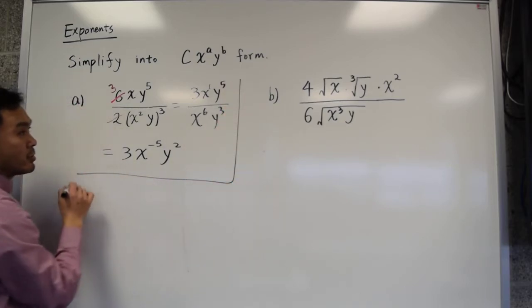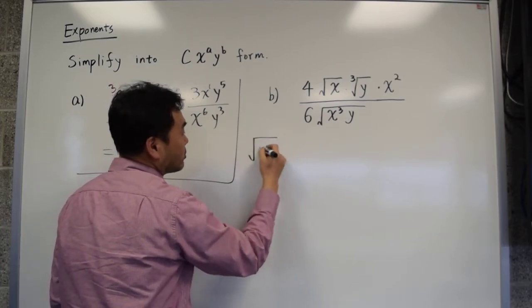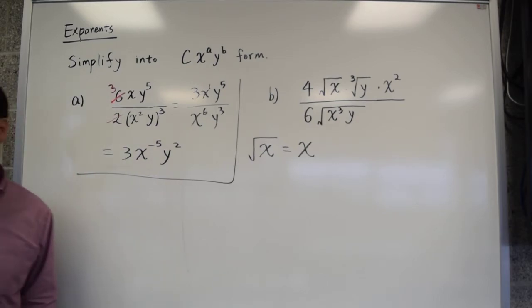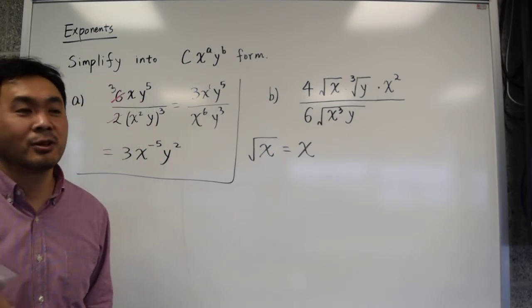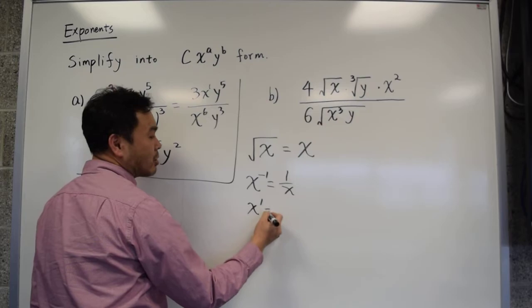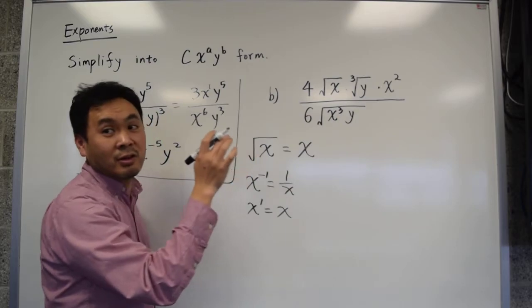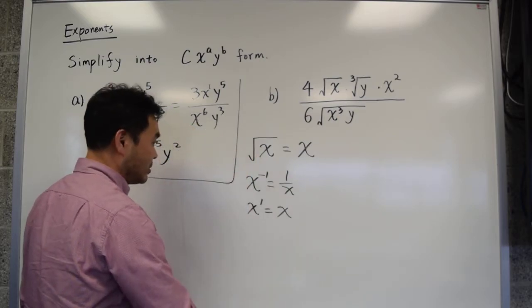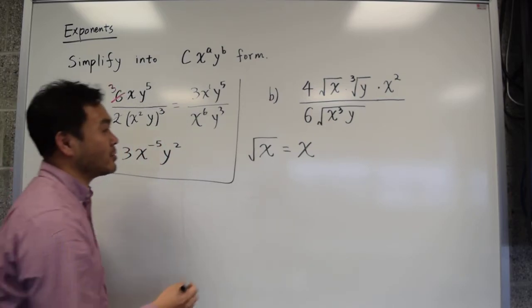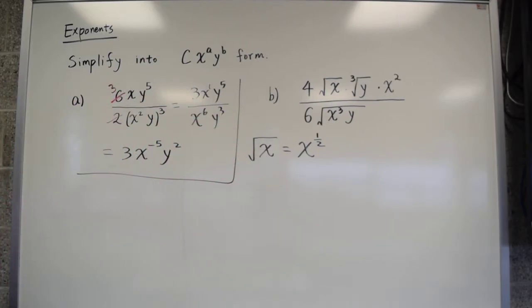Let's think about the second example. Square root of x is equal to x to what power? No, it's not 1. X to the negative 1 power is 1 over x. X to the first power will be just x. X to the what power is square root of x? One half. Yes. X to the 1/2 power is equal to square root of x.